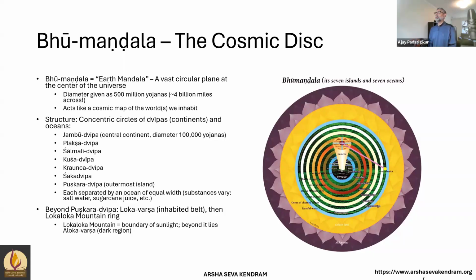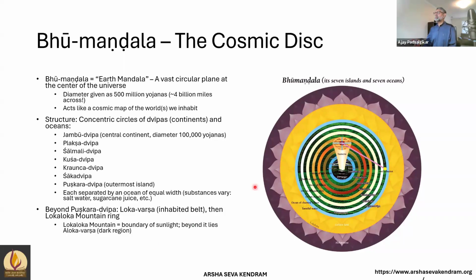But obviously, the size of the Bhumandala is not the size of the earth, because the diameter is 500 million yojanas. Now, if you take one yojana as being 8 miles, they're talking about 4 billion miles. So that is not an exact representation of the earth that we live in. But as we see later, it is actually a very good representation of the entire solar system. So it is a very good cosmic map of the entire solar system that we inhabit. So we can talk about that as we go along.